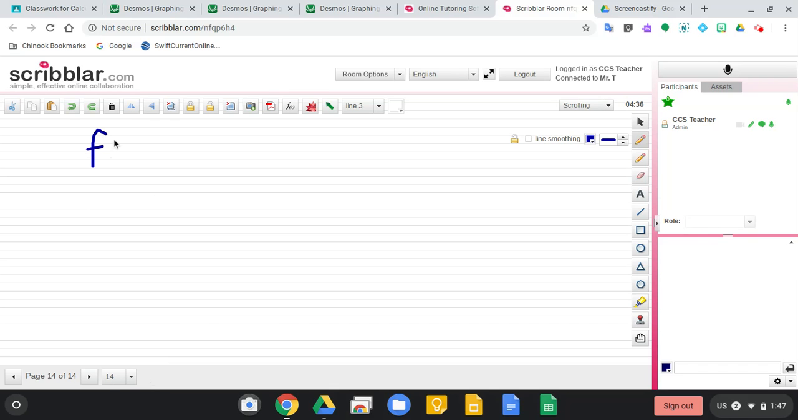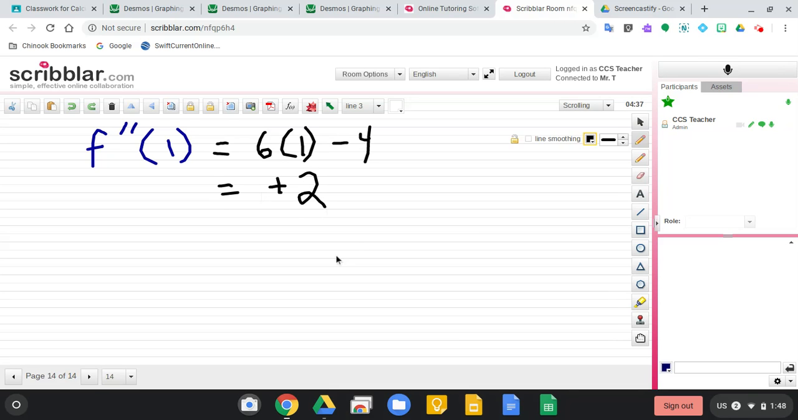If I take f double prime of 1, sorry, let's switch back to black. That's going to equal 6 times 1 minus 4. So 6 minus 4 is a plus 2. That tells me my critical point, which was at 1, 1, has to be a minimum. If my second derivative is positive, this point is a minimum value.